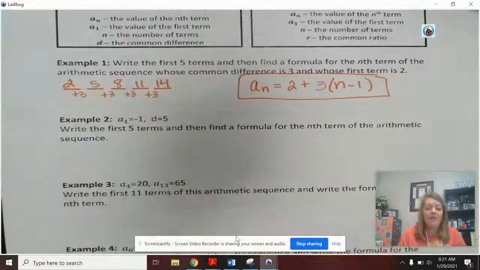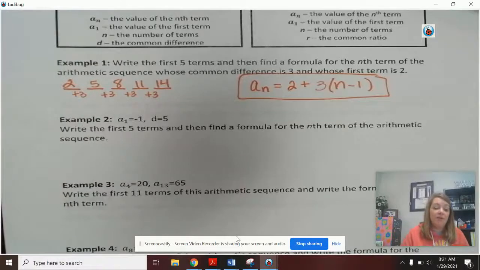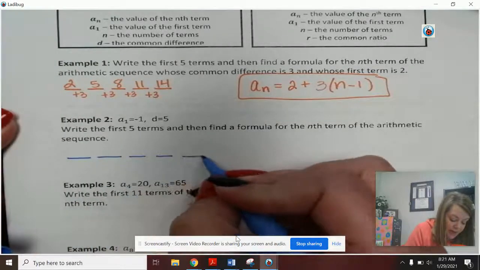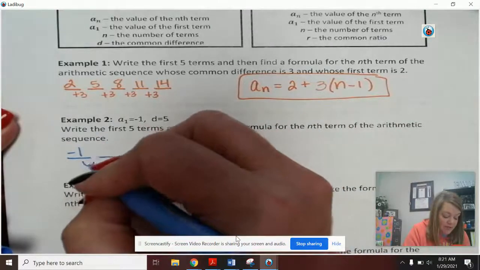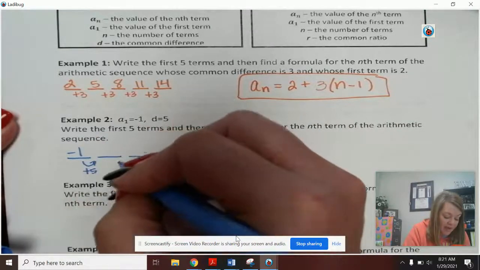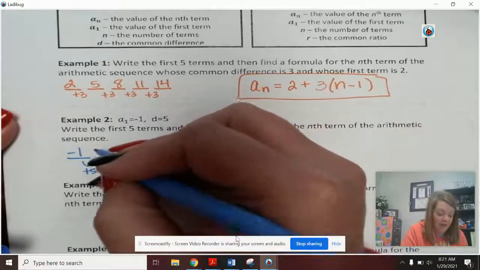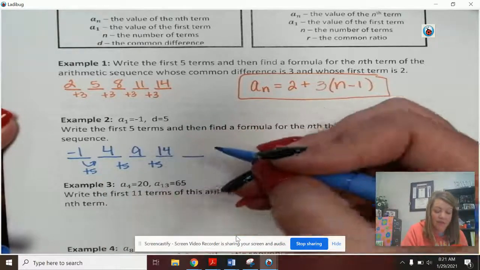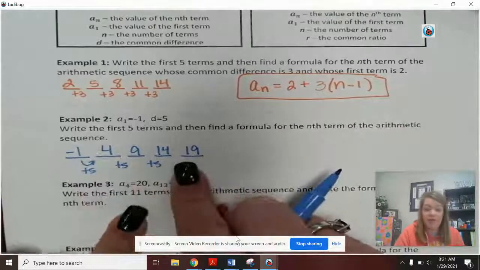All right, example number 2, find the first 5 terms and then write the formula for the nth term of the sequence. So I'm given a sub 1, which I know means my first term, and it's negative 1. And then my d is 5, so that's where I do plus 5 every time in between here. So negative 1 plus 5 is 4, plus 5 is 9, plus 5 is 14, plus 5 is 19. So there's the first 5 terms.